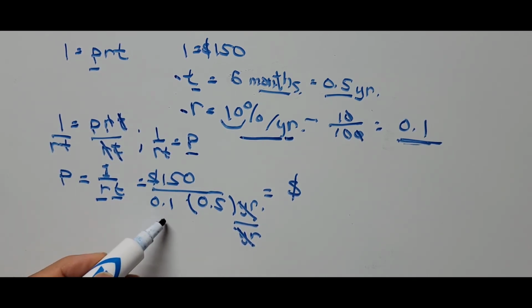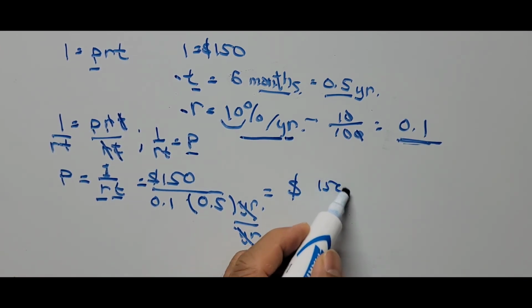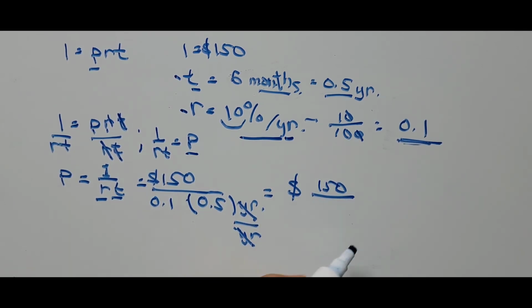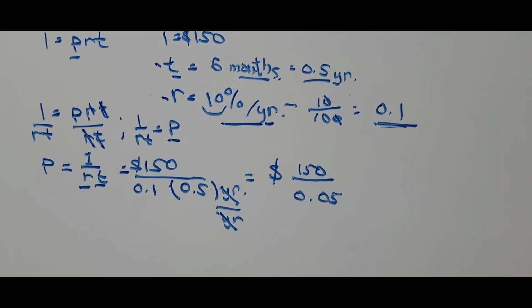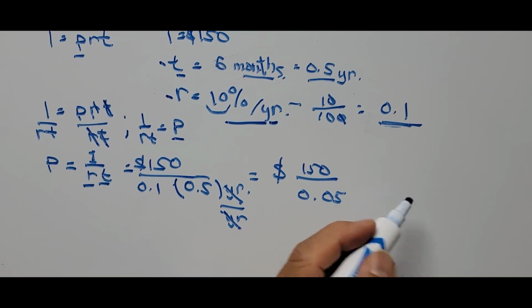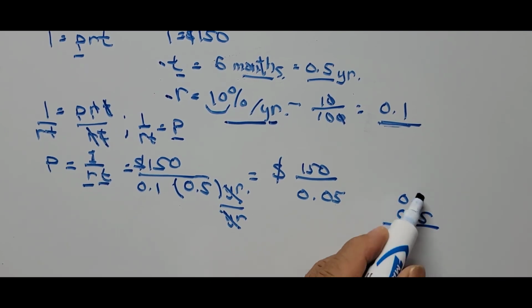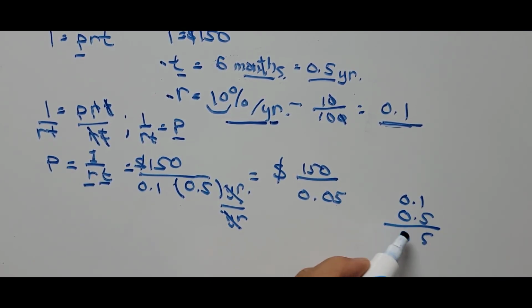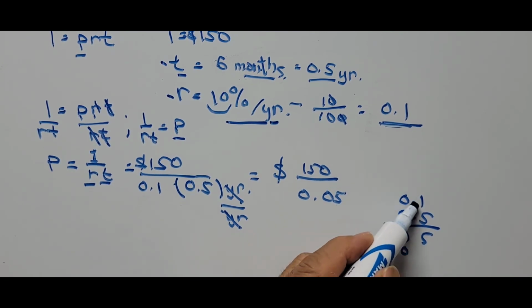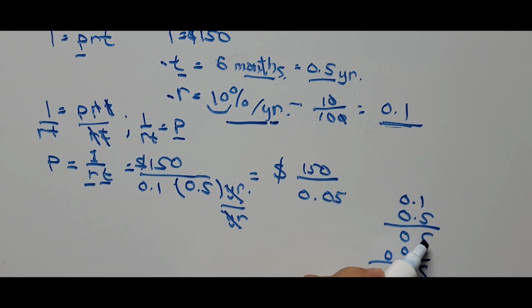And 150 divided by 0.1 divided by 0.5, what is that? So that is 150 divided by 0.1 times 0.5, that is 0.05, right? Doing long multiplication in terms of decimal places, 0.1 times 0.5: 5 times 1 is 5, 5 times 0 is 0, 0 times 1 is 0. Count the decimal places, that is 1, 2. So the decimal point is right here, 0.05.